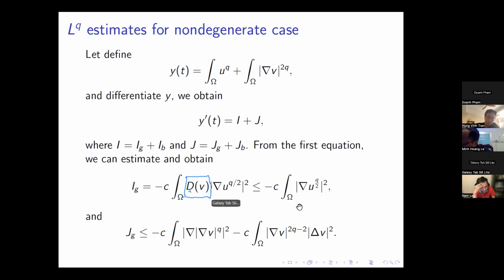For the non-degenerate case, we have this one: D is bounded from below. We have this inequality. But for the degenerate case, the infimum of D can be negative, can be 0, and we don't have any control for that. So that makes the problem for the degenerate case more difficult. Right. So we computed IG here.